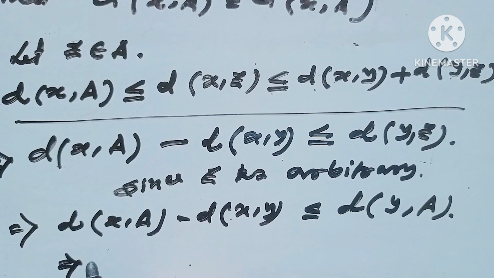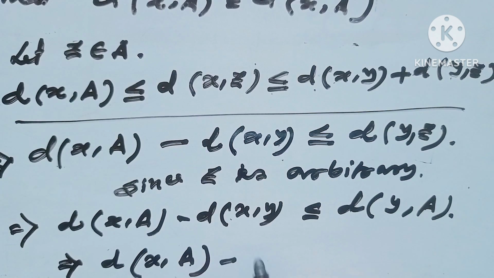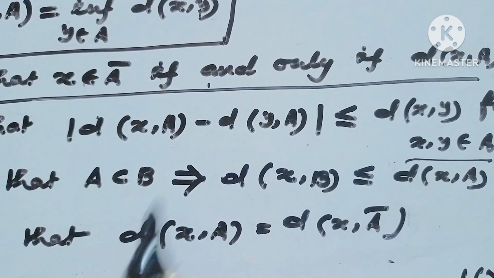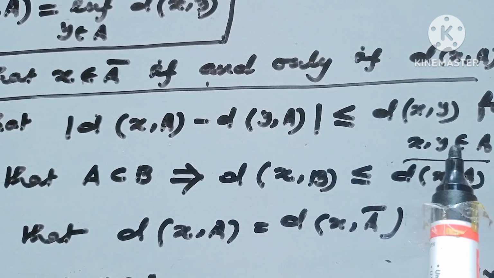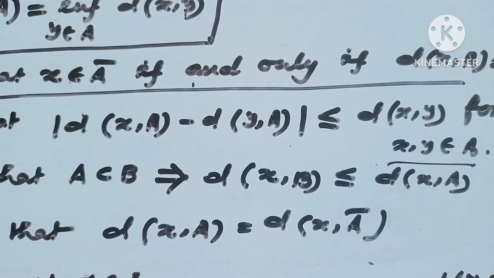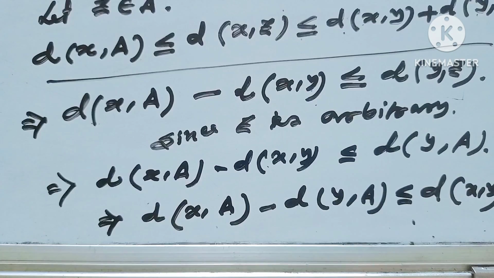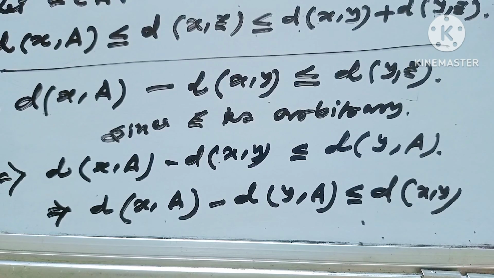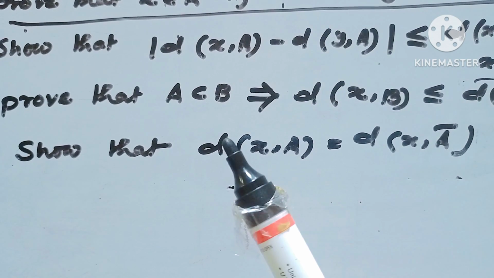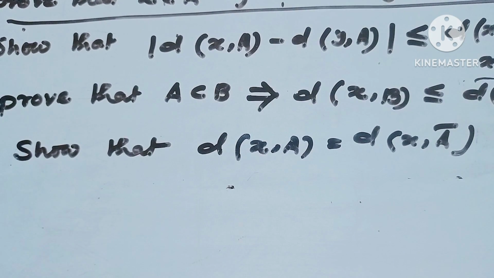So, by this expression we can write d of xA minus d of yA is less than or equal to d of xy. And this is our goal of this proof: d of xA minus d of yA is less than or equal to d of xy, and this is true for all x, y belonging to A. I hope all my viewers have understood, okay. That is very easy, but many people would be wrong here.